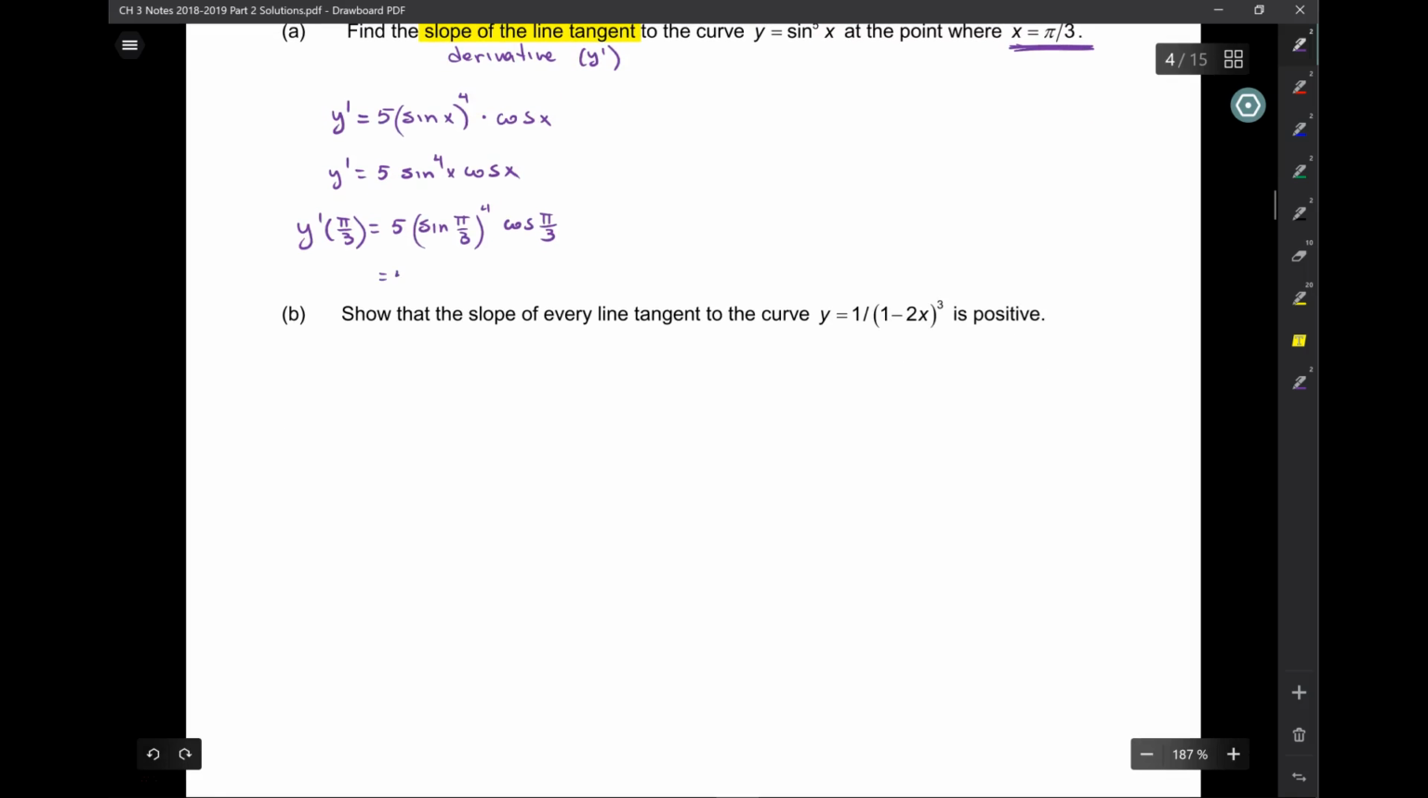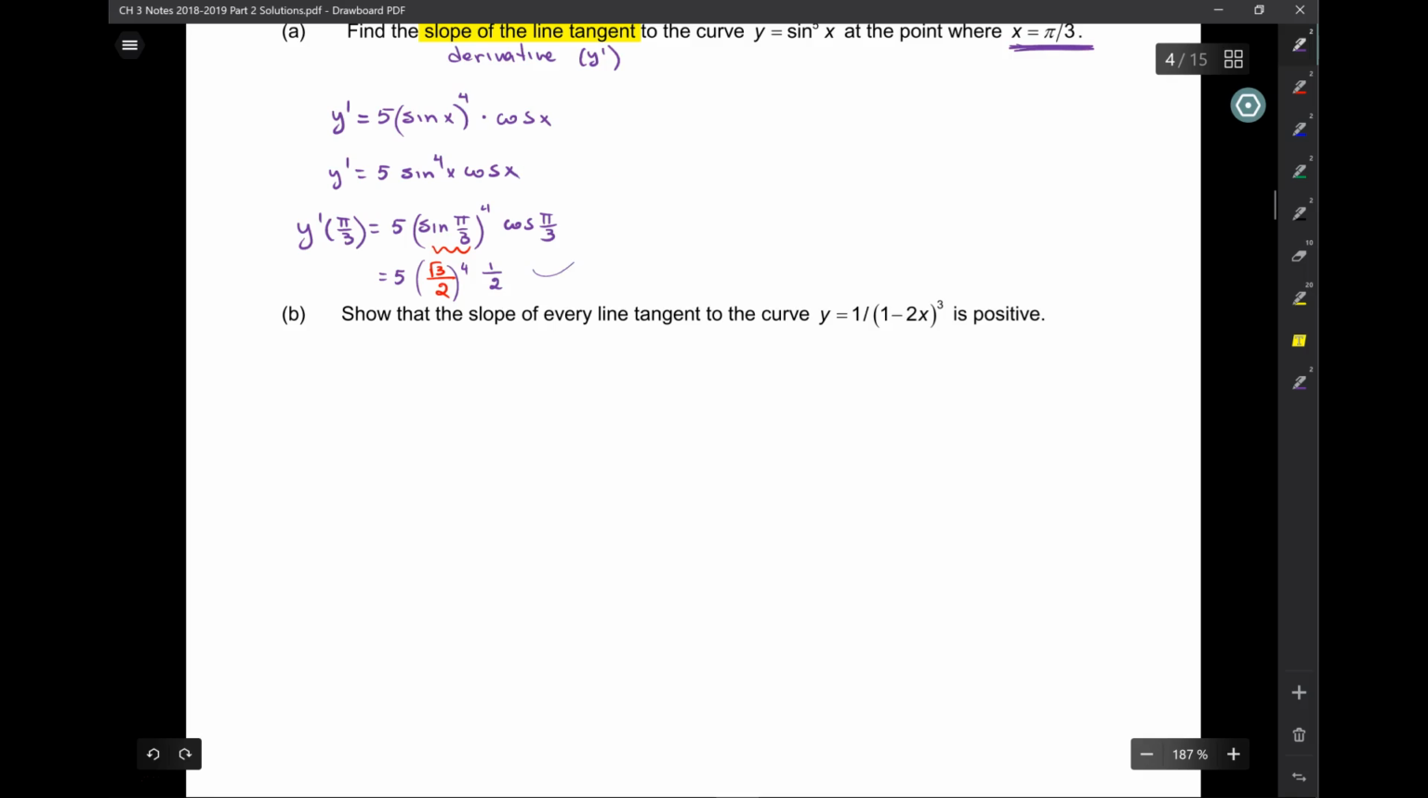Okay, now look. So this is a 5. Here, sine of pi over 3. So between pi over 6 and pi over 3, which one's the bigger angle? Pi over 3, it faces the bigger side. So that's root 3 over 2 to the power of 4. And if that's root 3 over 2, then the cosine of that same thing is 1/2.